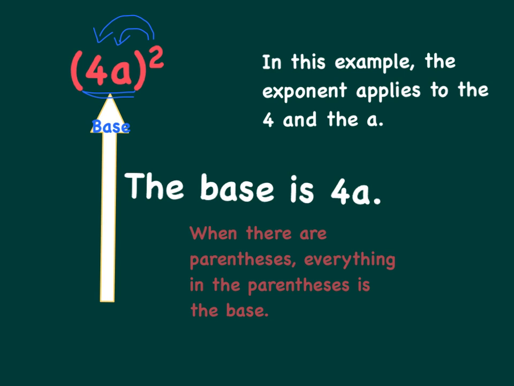And we know that our exponent applies to the base. So that means our exponent is going to apply to the 4 and to the a, which means if we apply the exponent to 4, we have 4 to the second power times a to the second power. So we would have something that looks like this, 16a to the second power.